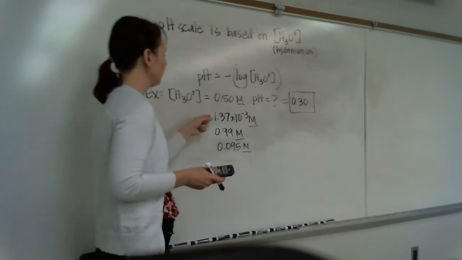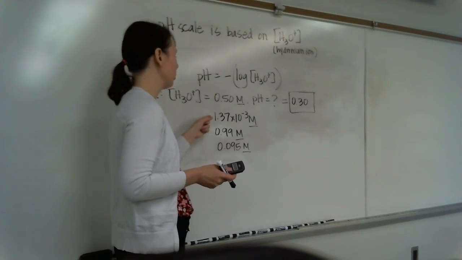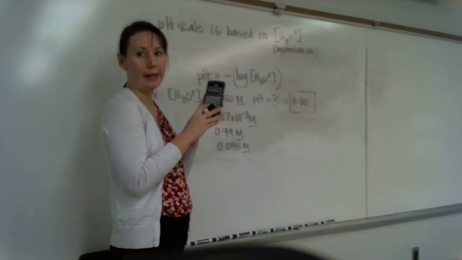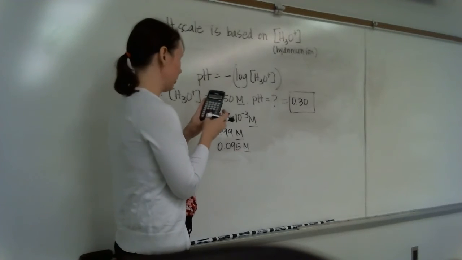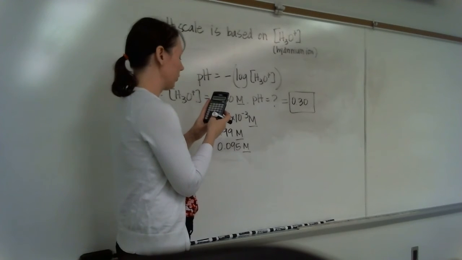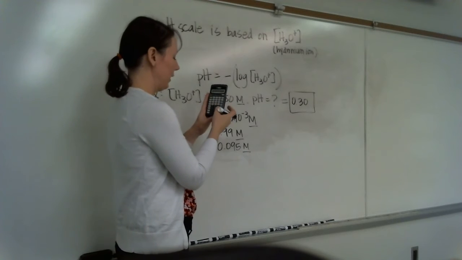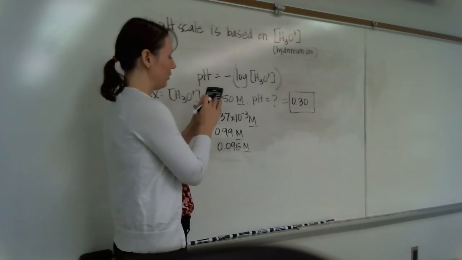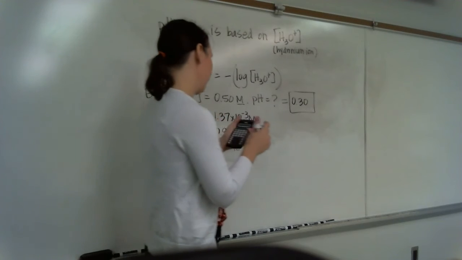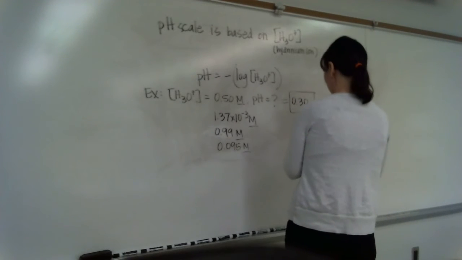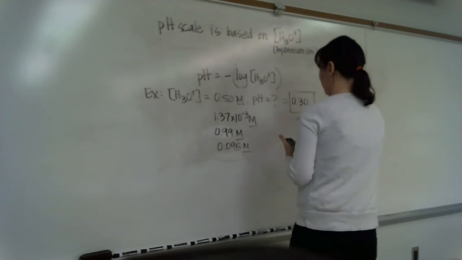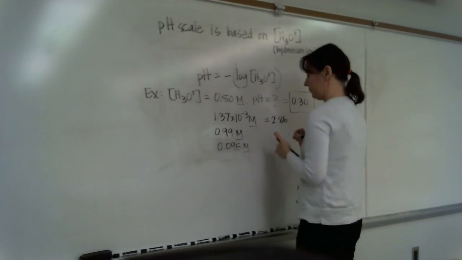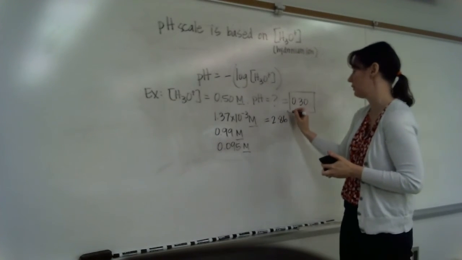Now, to enter the times 10 to the negative third, what button do you use in your calculator, if you have it? The capital E, right? That enters that exponent for you. So on my calculator, I say 1.37 E, and then negative 3, that enters that exponent for me. And then all I do is hit log. So I get negative 2.86, which I then change the sign. So that would be positive 2.86. Remember, pH is unitless.